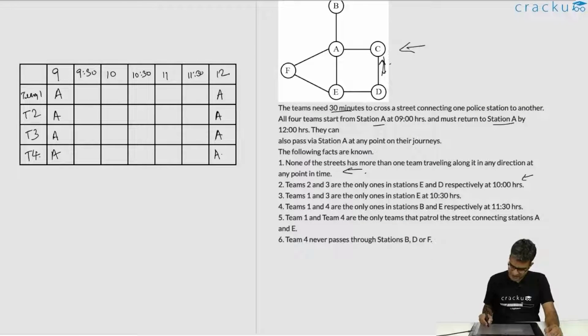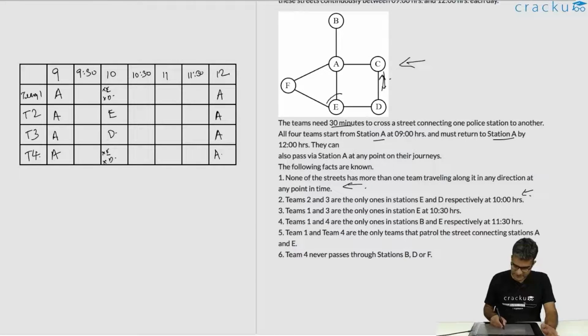Teams 2 and 3 are the only ones in stations E and D at 10 a.m. So at 10 a.m., team 2 is at E and team 3 is at D. This would imply that team 1 is not at E or D at 10. Similarly, team 4 is not at E or D at 10. Now, where is E? E is somewhere over here. D is somewhere over here.